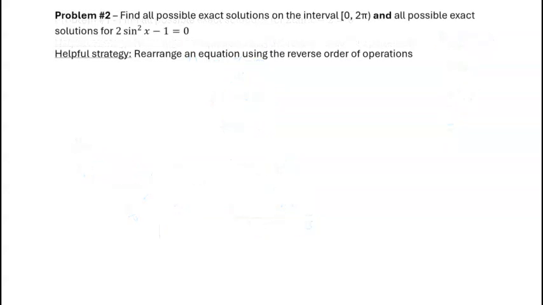The second problem says find all possible exact solutions on the interval 0 to 2 pi and all possible exact solutions for 2 sine squared x minus 1 equals 0. Now, this is actually exactly what we did in the last problem, but I just wanted to spell it out so you can see that there are different types of questions being asked.